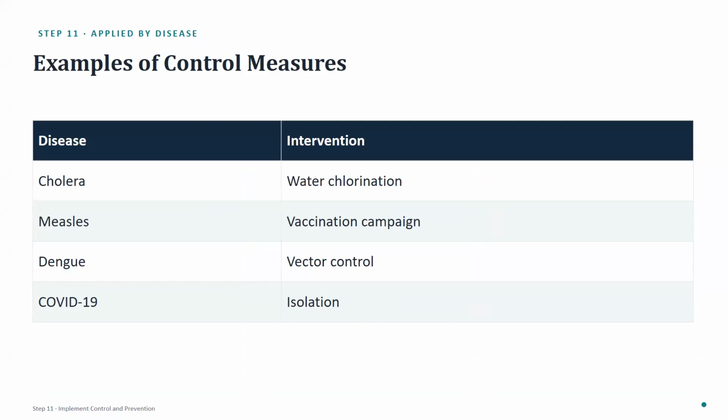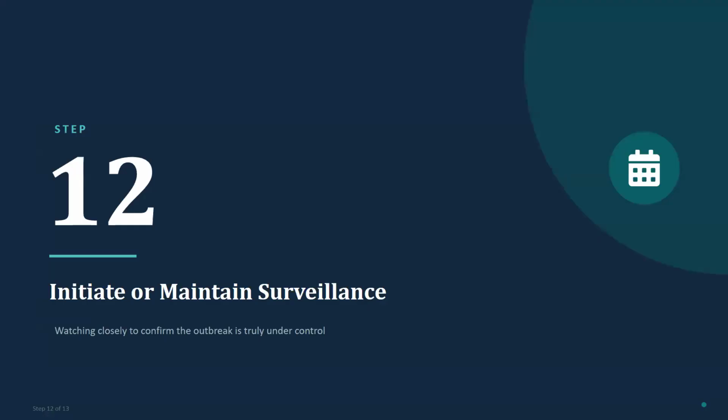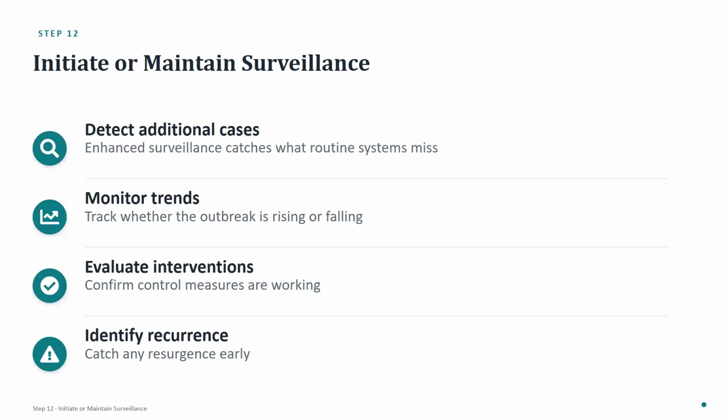Like in case of cholera, we can focus on water chlorination. In case of measles, the vaccination campaigns. In dengue, we go for vector control, and in COVID-19, we preferred isolation. Next step is to initiate or maintain the surveillance. So watching closely to confirm the outbreak is truly under control.